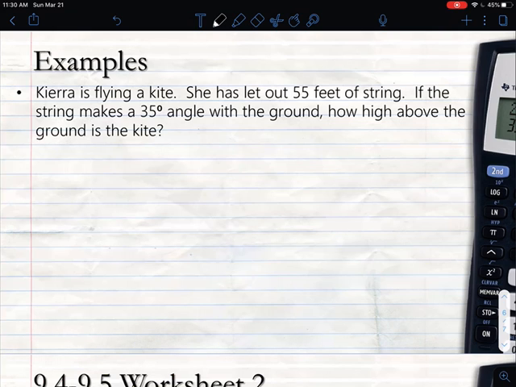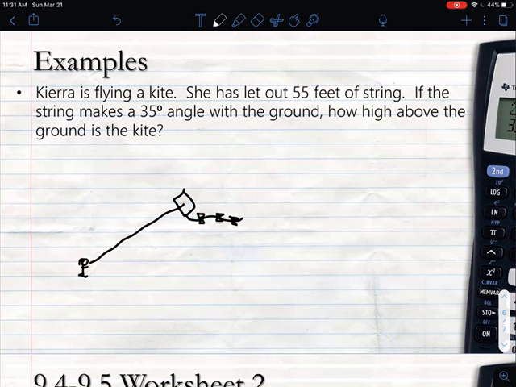Kiara is flying a kite. She's let out 55 feet of string. If the string makes a 35-degree angle with the ground, how high above the ground is the kite? So in this case, we kind of have the same basic idea here. So we've got Kiara flying a kite. Okay, so she's got a kite at the end of the string. And again, I kind of like to have something for reference here. So I've got her flying a kite.